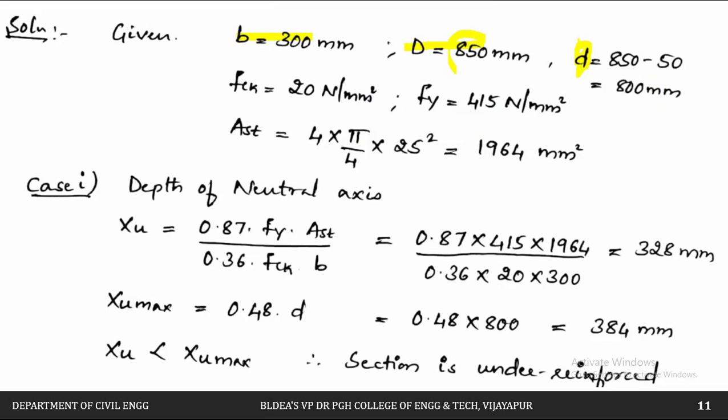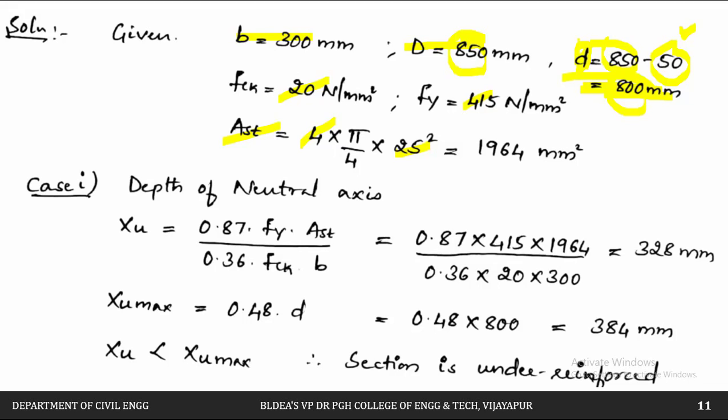Overall depth minus clear cover, effective cover. So effective cover also they have given, that is 50. Therefore effective depth will be 800 mm, small d. FCK is given, FY is given. Then next is area of steel is also given. They have said we are using 4 bars of 25 mm dia. So we have to calculate what is the area of steel. How can we calculate?